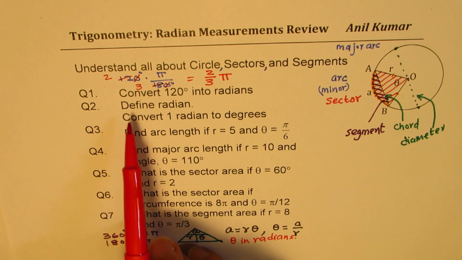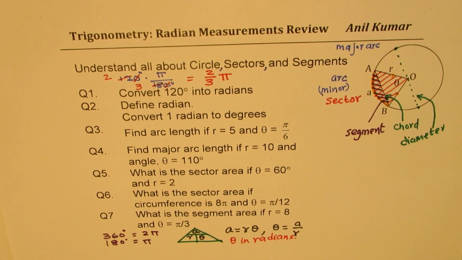Question number 2, define radian. So here we see that theta equals A over R, right?